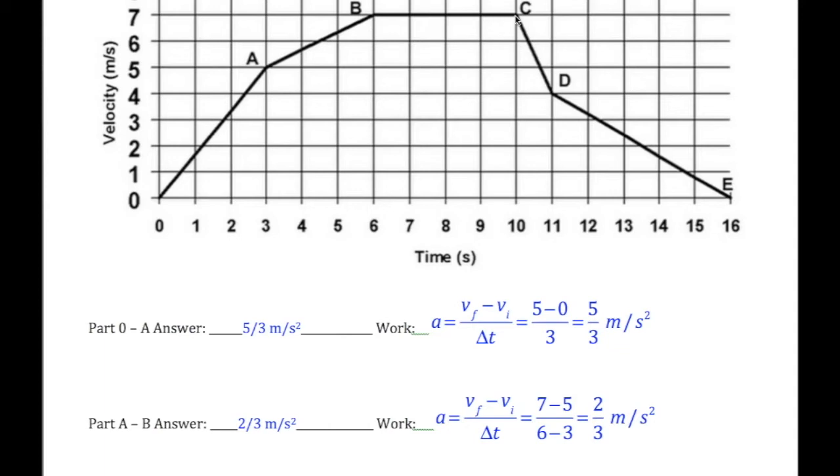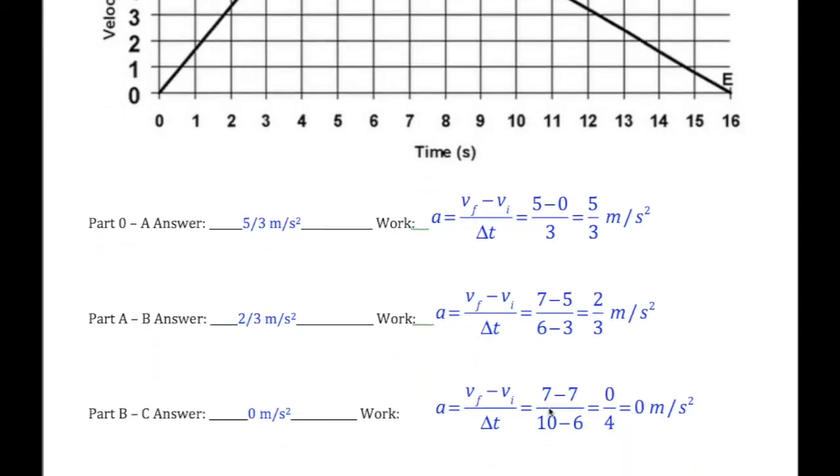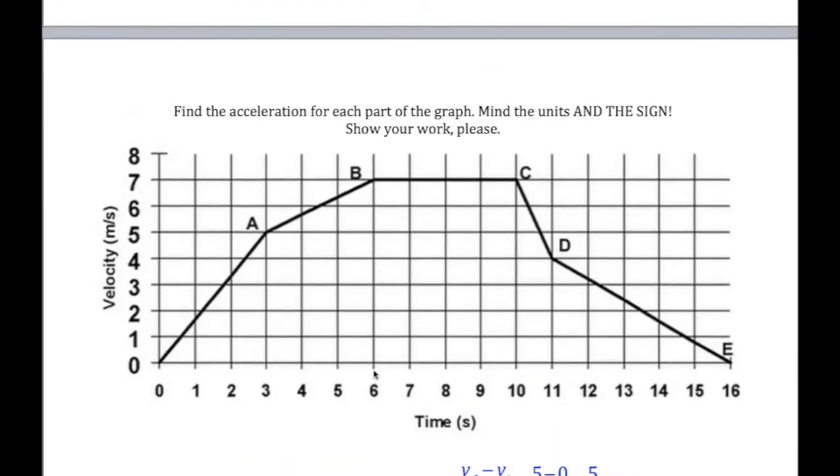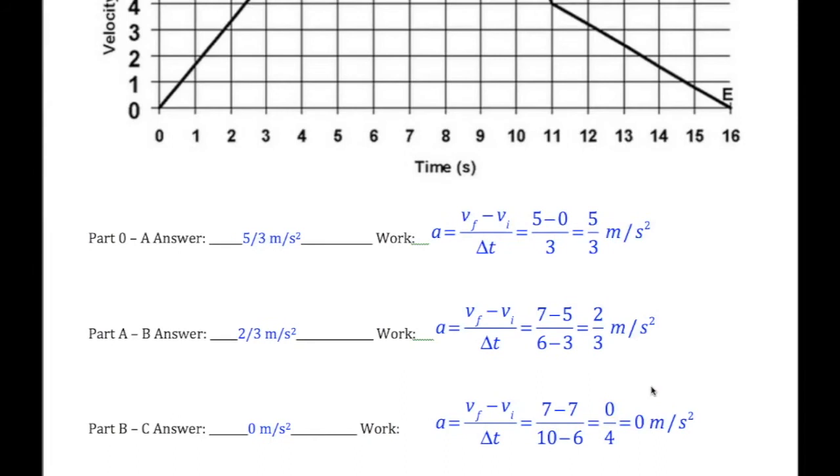Now B to C, you can just look at it and see that there is absolutely no change in speed, hence no acceleration, or do it algebraically. It was 7 minus 7, it didn't change. The time that passed was from 6 to 10, so that's 4 seconds. 7 minus 7 over 4, 0 over 4, so that's 0 meters per second squared.